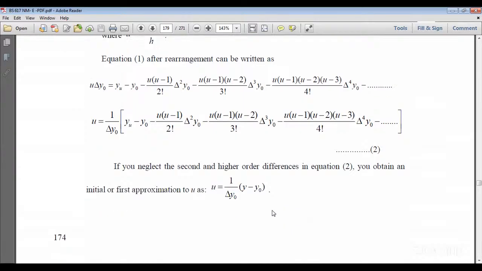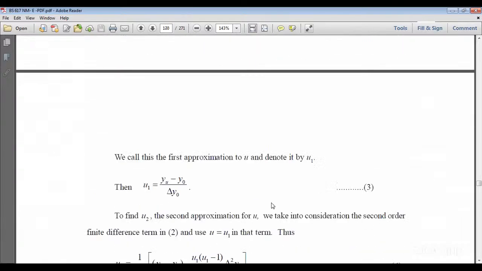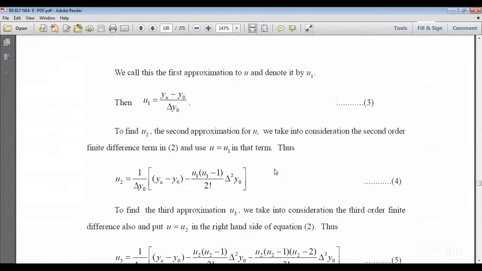So if you neglect the second and the higher order differences in the equation, you obtain the initial or first approximation u is equal to 1 by del y0 into y minus y0. So we call this the first approximation to u and denote it by u1. Then u1 is equal to y minus y0 by delta y0. To find u2, the second approximation, you will take into consideration the second order difference, with u equal to u1. That term also we are taking here.